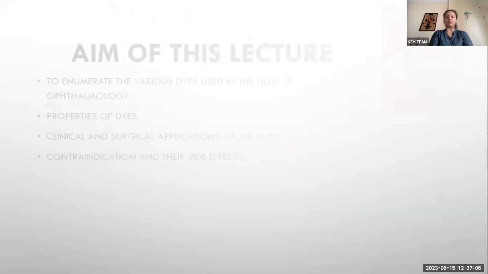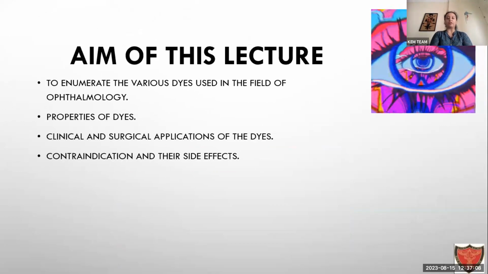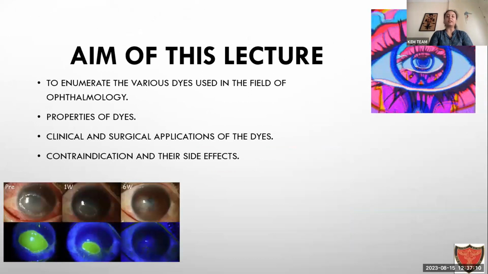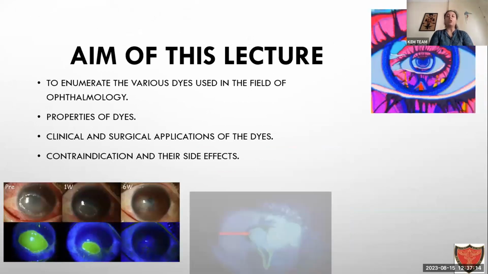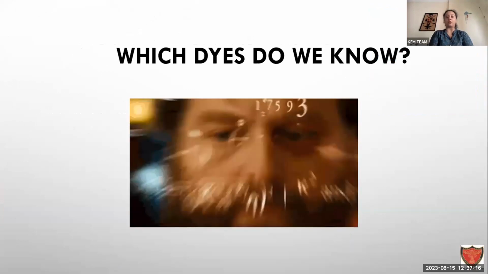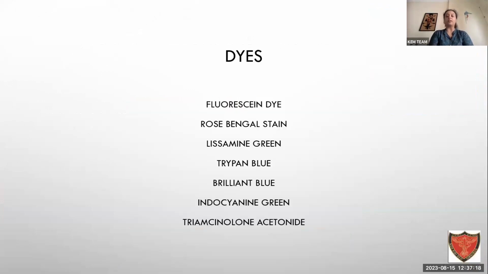The aim of this lecture is to enumerate the various dyes used in the field of ophthalmology, their properties, clinical and surgical applications, and their contraindications and side effects. Which dyes do we know? Let's list them out: fluorescein, rose bengal, lissamine green, trypan blue, brilliant blue, indocyanine green, and triamcinolone acetonide.